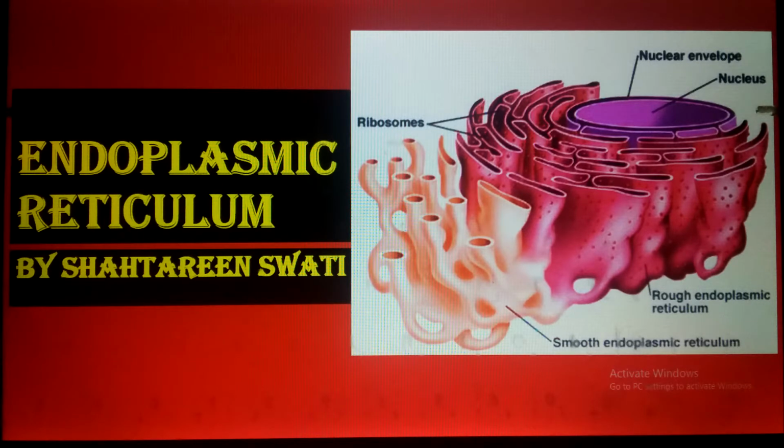And I'm here to discuss the most important organelle of the cell, and that is the endoplasmic reticulum. As you can see here on the screen, the endoplasmic reticulum is the most important organelle of the eukaryotic cell, but this organelle is absent in the prokaryotic cell.